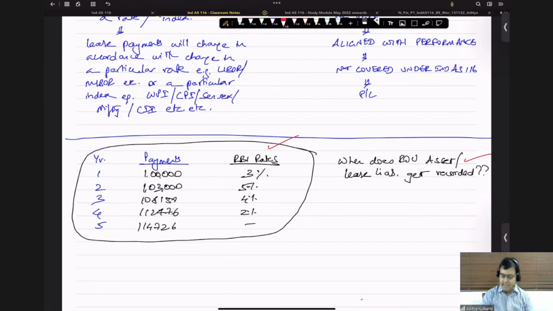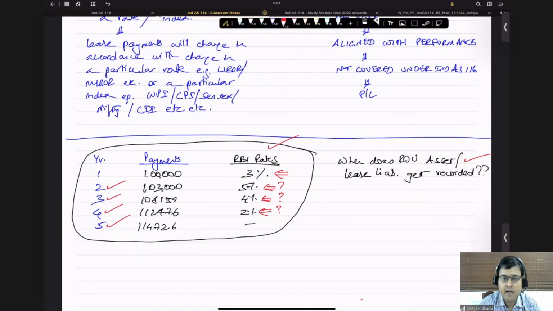Commencement date. Exactly. So now, when do I know that RBI's rate is 3%? This rate I will know at the beginning or at the end, whatever. Okay. But when will I know 5%, 4%, 2%? कब मालूम होगा मुझे? I will come to know this in year 2, year 3, year 4, year 5.